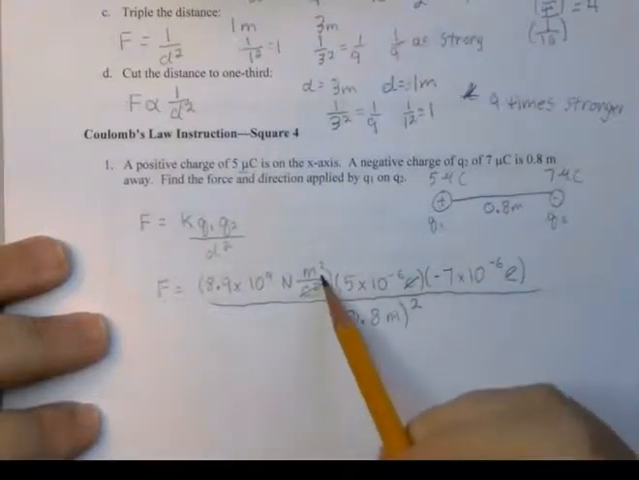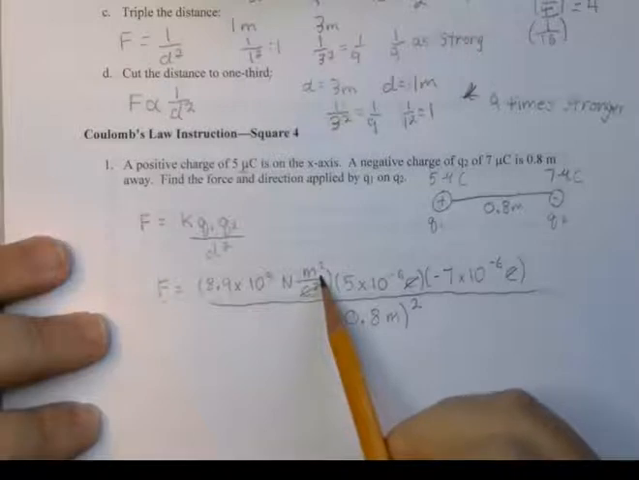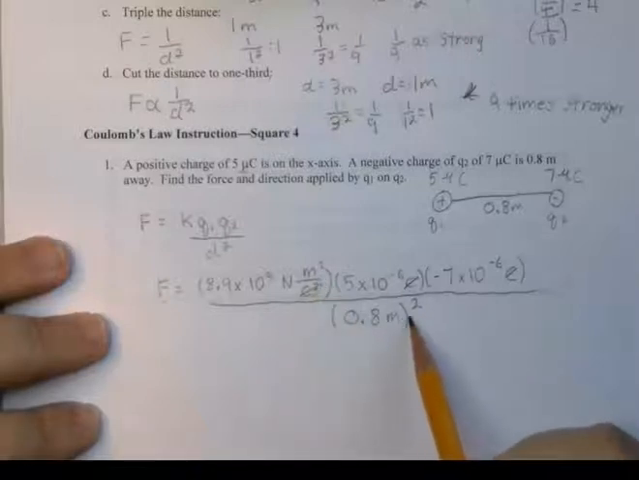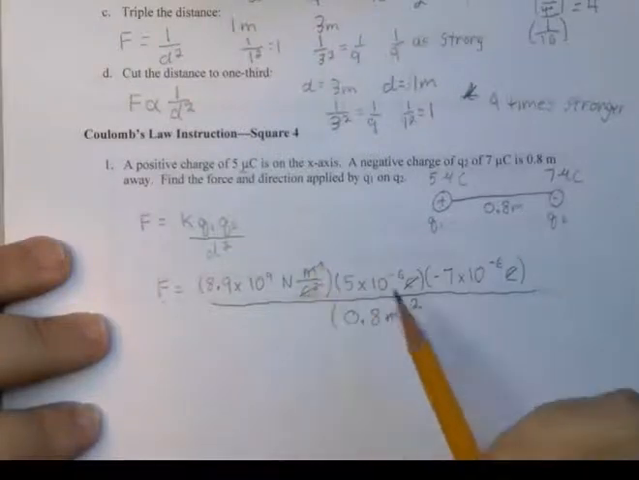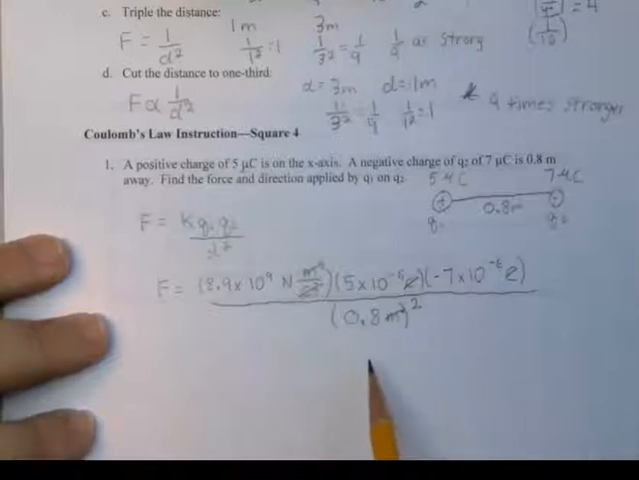And then in the top of the numerator fraction, you have meters squared. And here in the bottom of the numerator fraction, you have meters squared. So that's going to cancel those two with this. I don't want to cancel this because I want to square that number at the end.